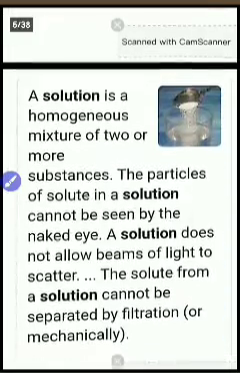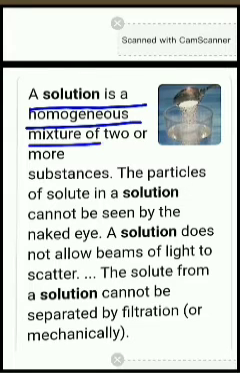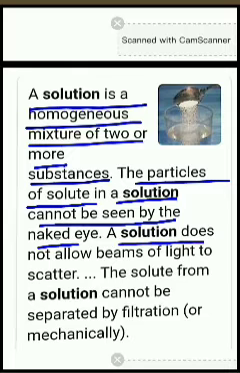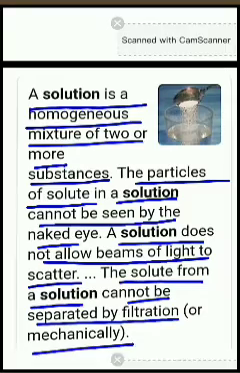The next is about solution. What is a solution? A solution is a homogeneous mixture, already discussed, of two or more substances. The particles of solute in a solution cannot be seen by naked eyes. A solution does not allow beams of light to scatter. The solute from a solution cannot be separated by filtration. It cannot be separated by filtration or mechanically.